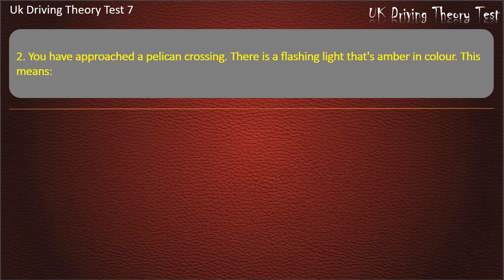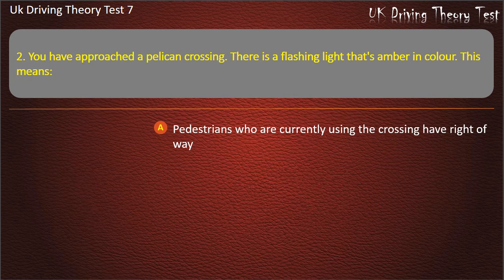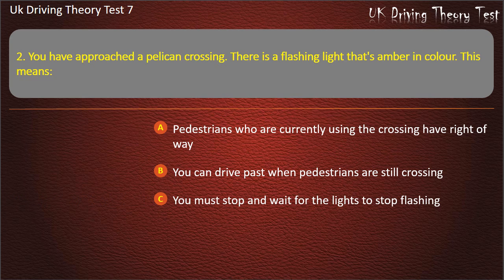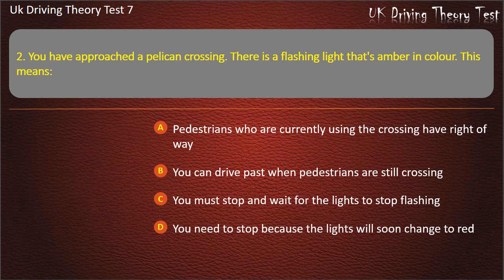Question 2. You have approached a pelican crossing. There is a flashing light that's amber in color. This means pedestrians who are currently using the crossing have right of way. You can drive past when pedestrians are still crossing. You must stop and wait for the lights to stop flashing. You need to stop because the lights will soon change to red. Answer. Pedestrians who are currently using the crossing have right of way.